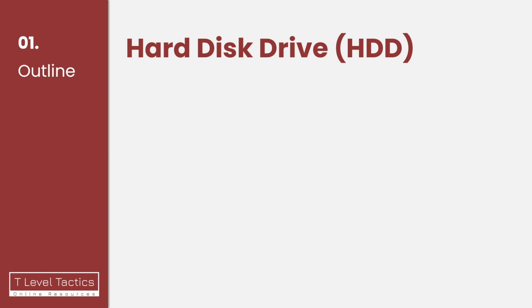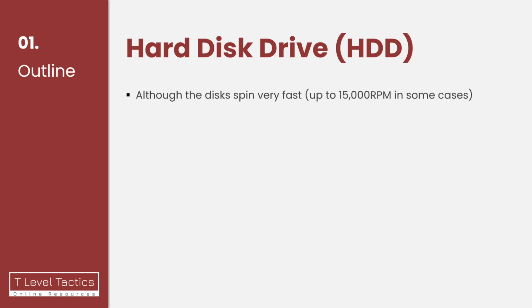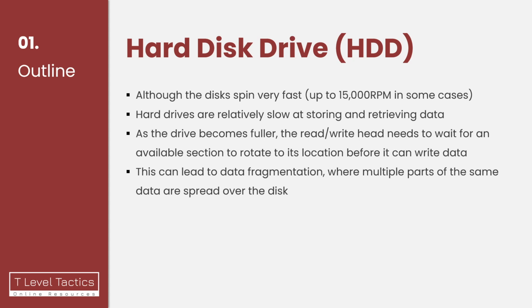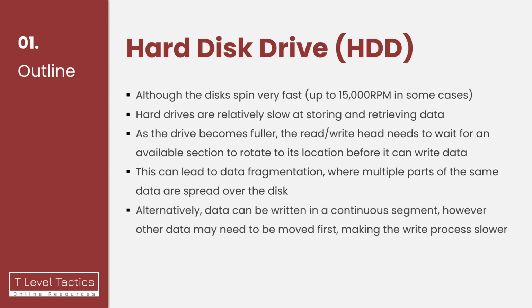Now, although the disks can spin very, very fast, up to 15,000 times in a minute in some cases, hard drives are actually relatively slow at storing and retrieving data. As the drive becomes fuller, the read-write head needs to wait for an available section to rotate to its location before it can write any more data. And this can lead to data fragmentation, where multiple parts of the same data are spread over the disk. Alternatively, data could be written in a continuous segment. However, other data might need to be moved first, making this write process slower.